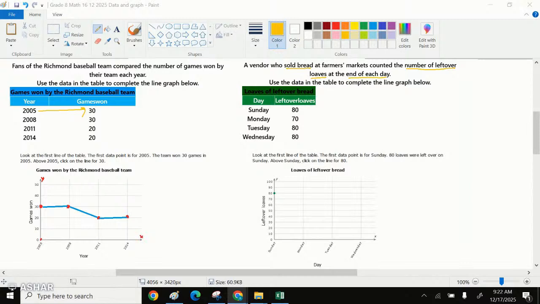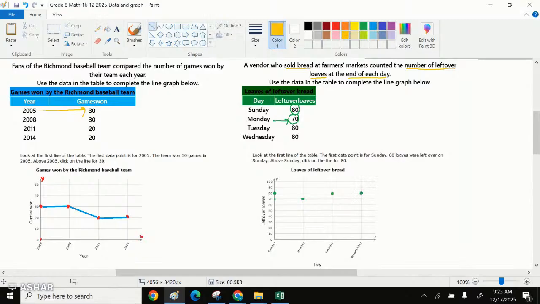The question says, look at the first line of the table. The first data point is for Sunday. They have labeled the first data point. On a Sunday, this was 80. They've already labeled it, so we need to complete the diagram, okay? On Sunday there were 80 loaves, and on Monday it were 70. So we look at Monday and we go to 70 and we mark at the intersection of Monday and 70. Tuesday, again 80. Wednesday, again 80.